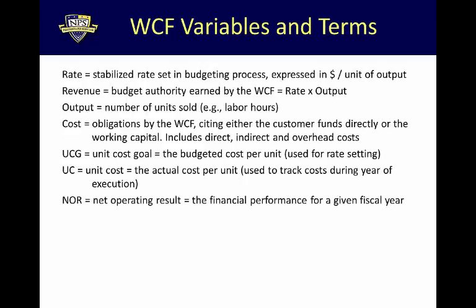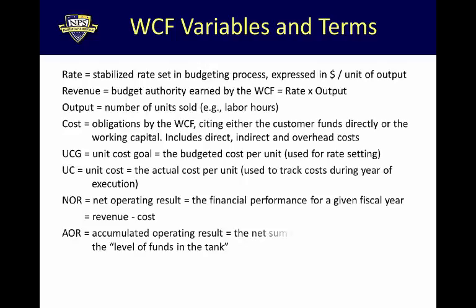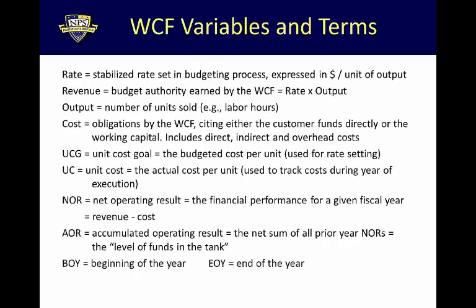Net operating result is the financial performance for a given year, or the revenue minus the cost. The accumulated operating result is the net sum of all prior year NORs, or if you remember from the primer, this is the level of funding in the tank. And then BOY is the beginning of the year, EOY is the end of the year. So let's take these variables and terms and look at some important formulas.